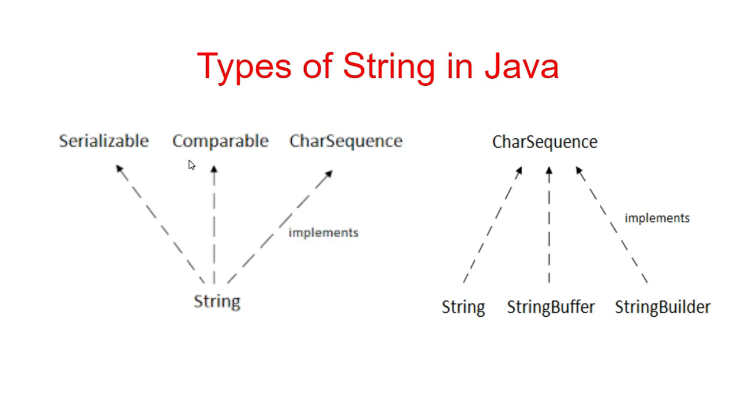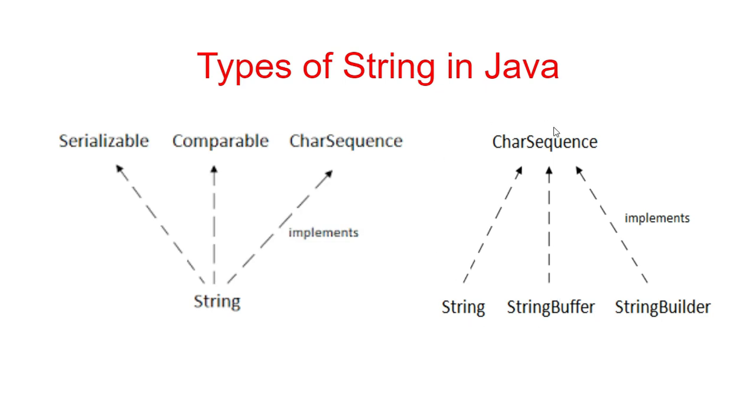If you talk about CharSequence, there are three types of it in Java. If someone asks you how many ways we can create a string object and which classes support strings, you can see it will work with String, StringBuffer, and StringBuilder. They internally implement CharSequence.